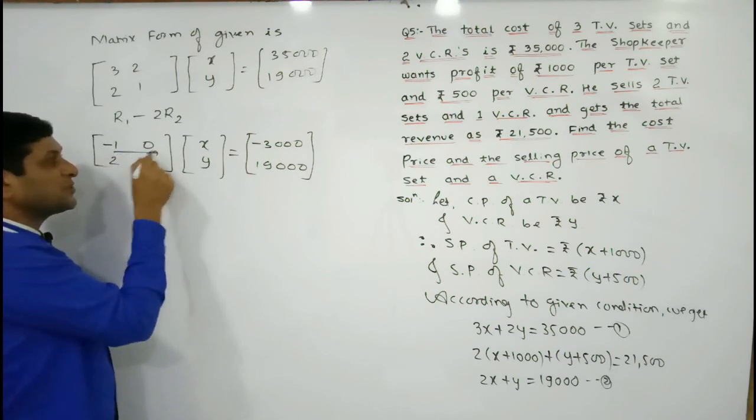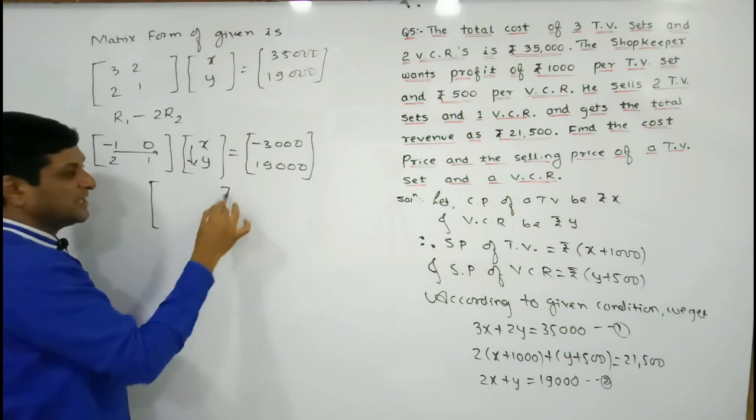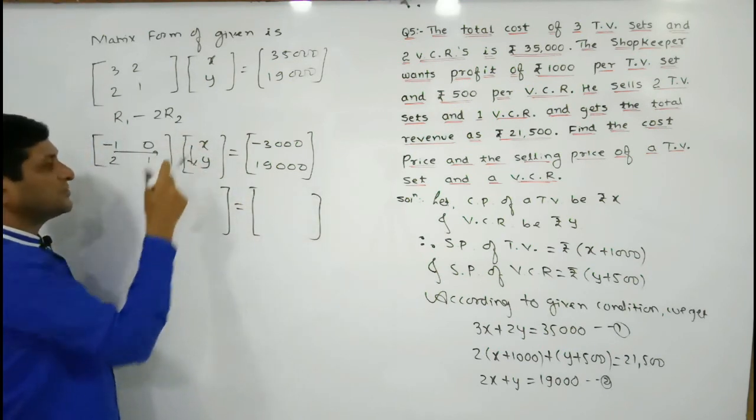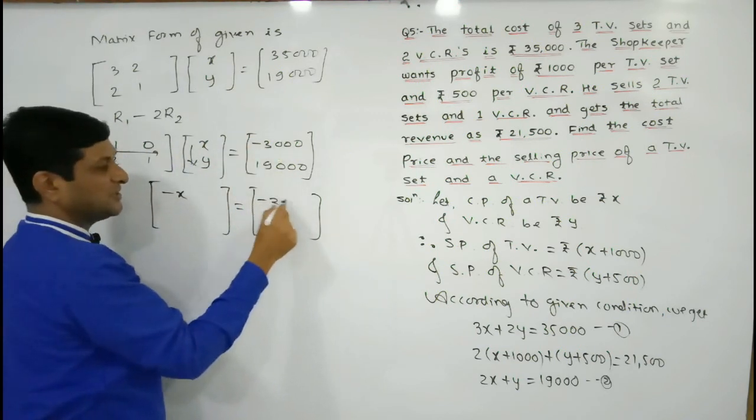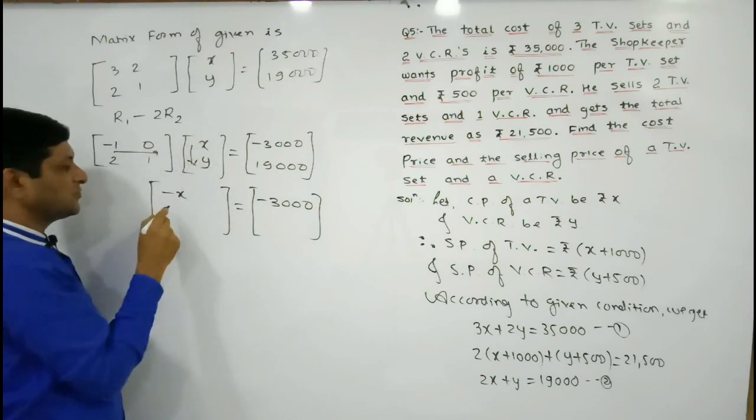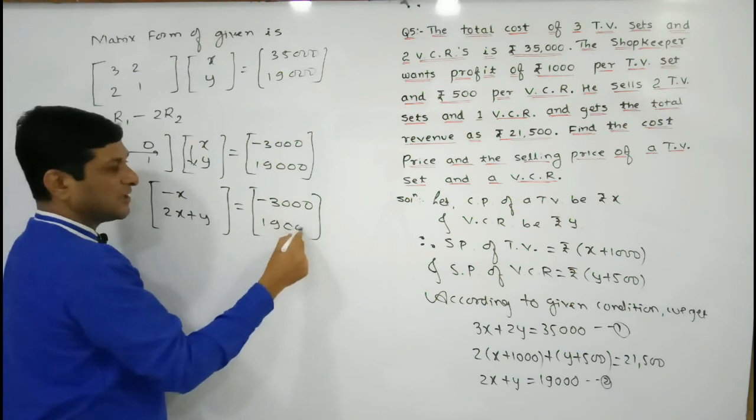Then the next step is to take the multiplication of these two matrices. Let us perform this multiplication and see what result we are getting here. So minus 1 into X is minus X, and 0 into Y will be 0. On this side, minus 3000, keep it as it is. And here 2 into X is 2X and 1 into Y is Y. 2X plus Y will be equal to 19,000.